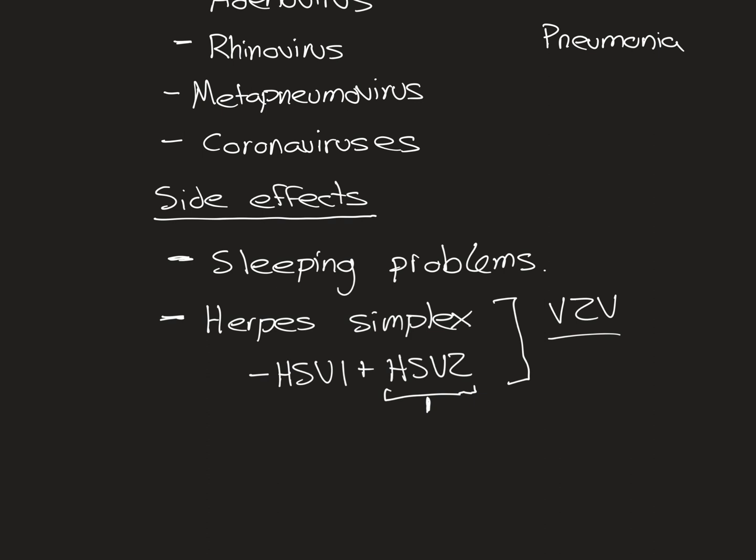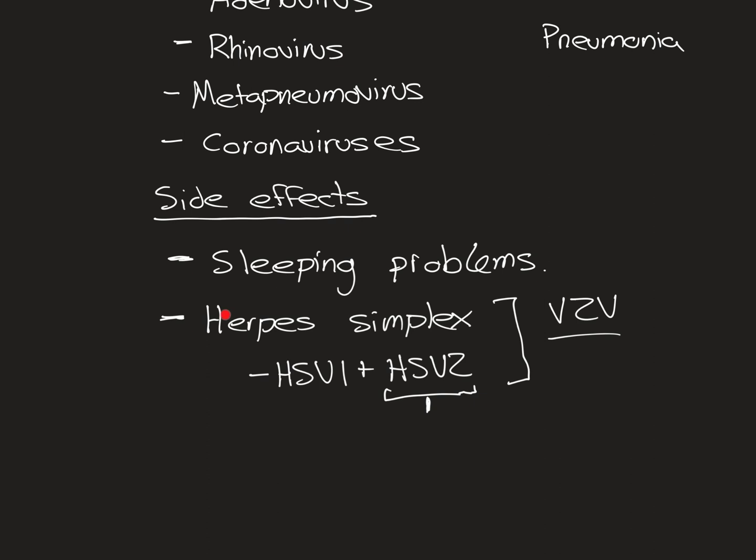genitals. So the undersurface of the foreskin, the surface of the glans of the penis, and then the surface of the labia, and the surface of the outer parts of the vagina. And also potentially the anal region as well. These can cause infections of the anus.